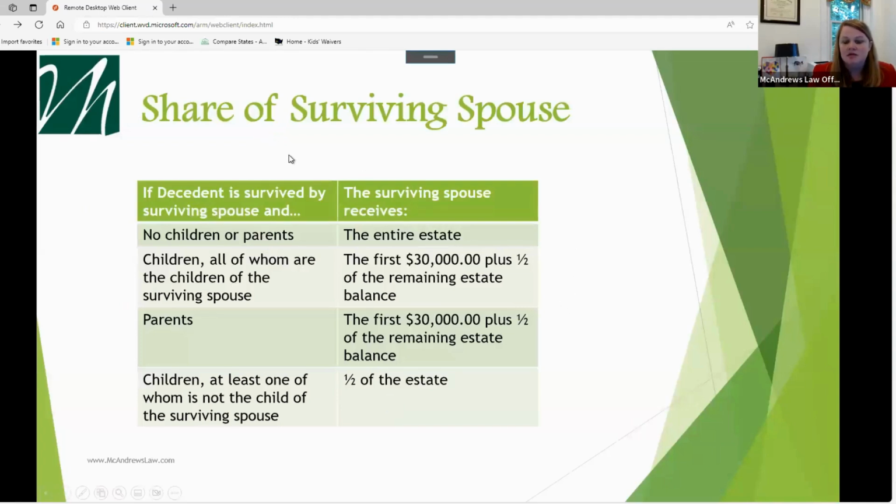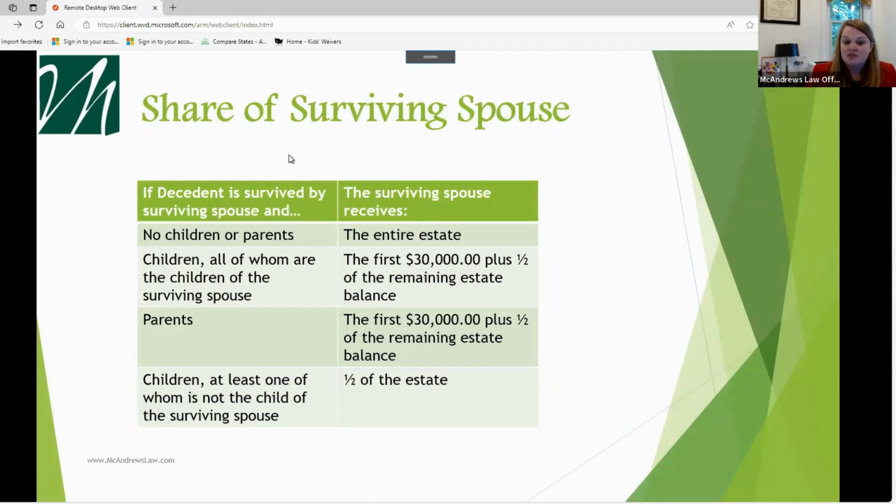So there's your surviving spouse. Typically, we're looking for the closest living relatives if you don't have a will, under the statute. So who's going to receive a share of the estate? If you are survived by a surviving spouse and you don't have any children or living parents, so no living children, no living parents, your surviving spouse receives everything. If you have a surviving spouse and children who are the children of both you and the surviving spouse, the spouse gets the first $30,000 plus half of the balance, and the other balance would go to your children.